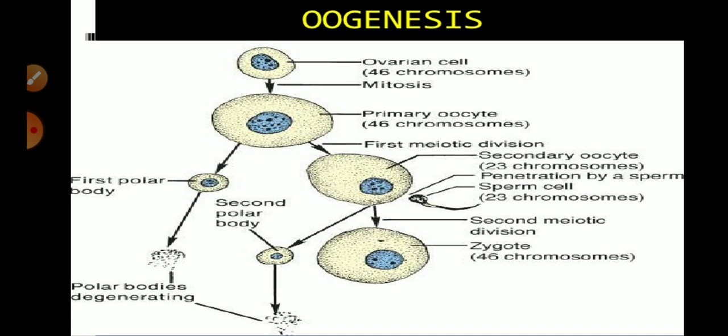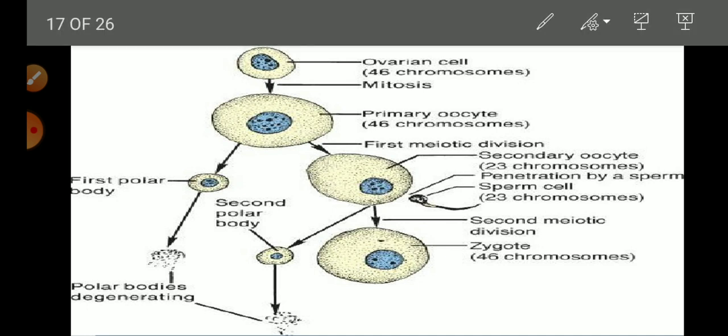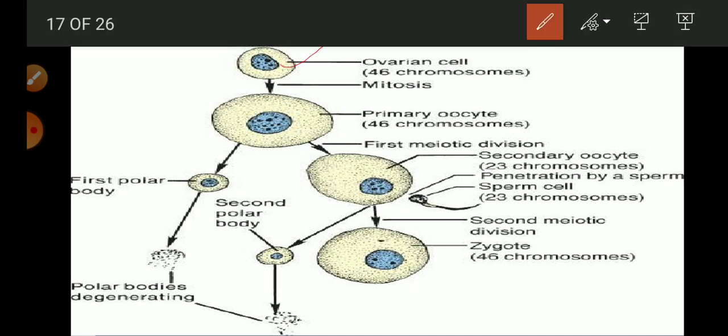Now we will see the process of the ovarian cycle, how oogenesis is going on in it. First of all, the ovarian cell has 46 chromosomes, and mitosis is done to increase the number. So the primary oocyte also has 46 chromosomes because mitotic division is done here. Now after the first meiotic division, two cells are formed, the first polar body and the secondary oocyte, which is haploid in nature. 23 chromosomes are present here.